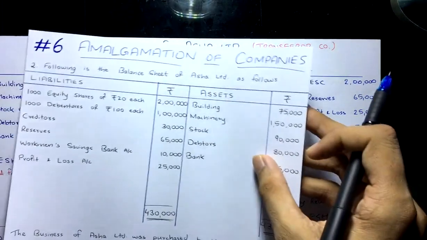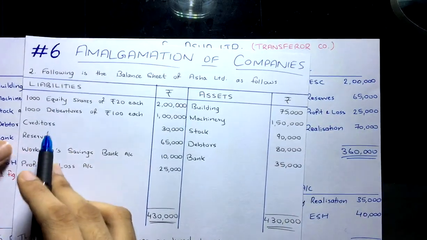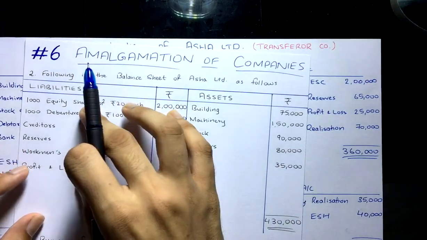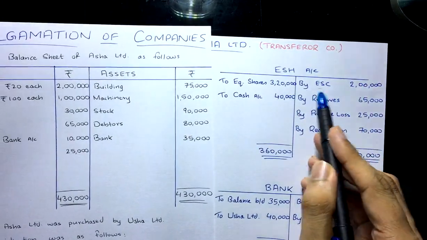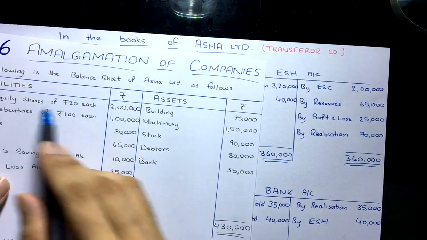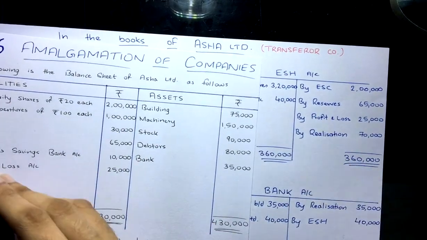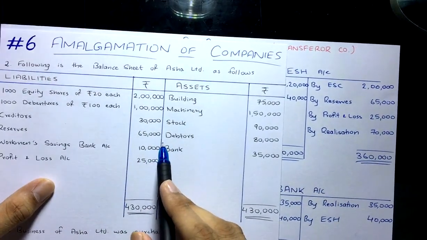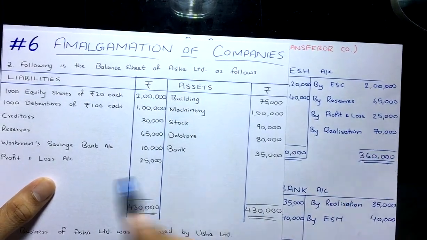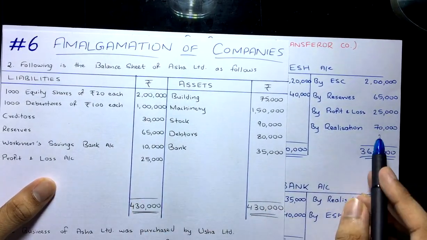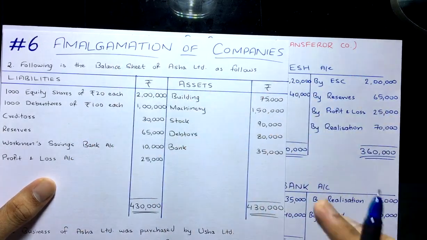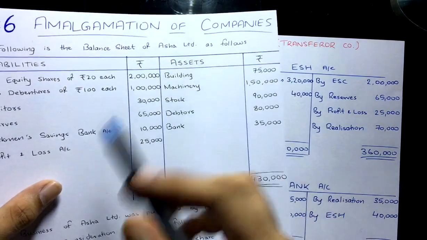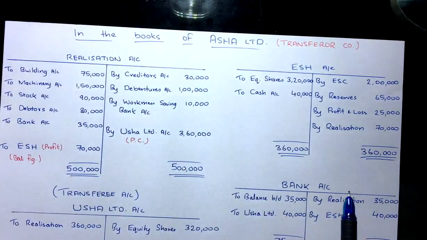So you have to take that on the opposite side. It's all about the opposite side. See here, equity, reserves, profit and loss. Take them and dump them in the equity shareholder account on the opposite side. By equity share capital 2 lakh, and then reserves 65,000, it will come over here, and then profit and loss account 25,000, it will come over here. सब कुछ उठाओ इधर फेंक दो, balance sheet खाली हो गई, right? Balance sheet is empty now. So this is what you have to do.